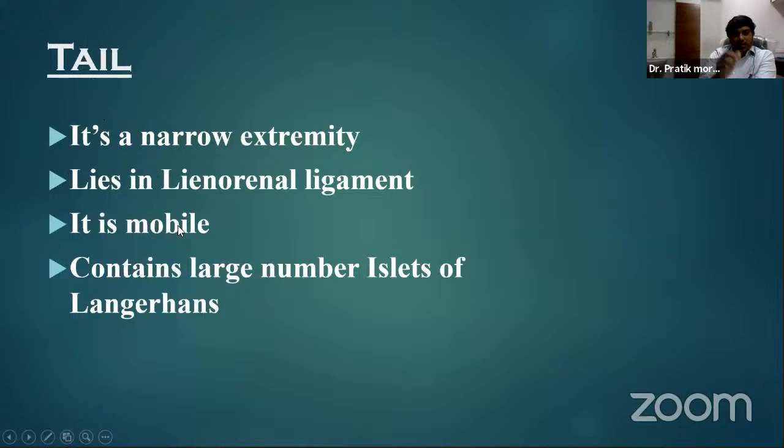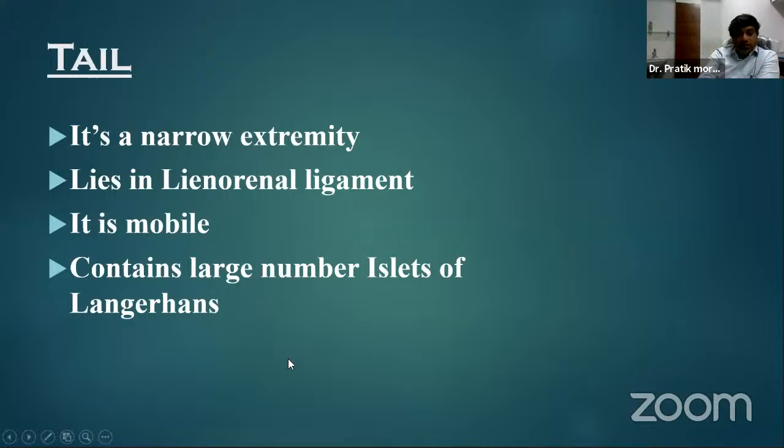It is mobile, not like moving around a lot, but it is not fixed. It is the most important part. It contains a large number of islets of Langerhans. The actual area is quite small, and given that small area, the islets of Langerhans are densely populated there.